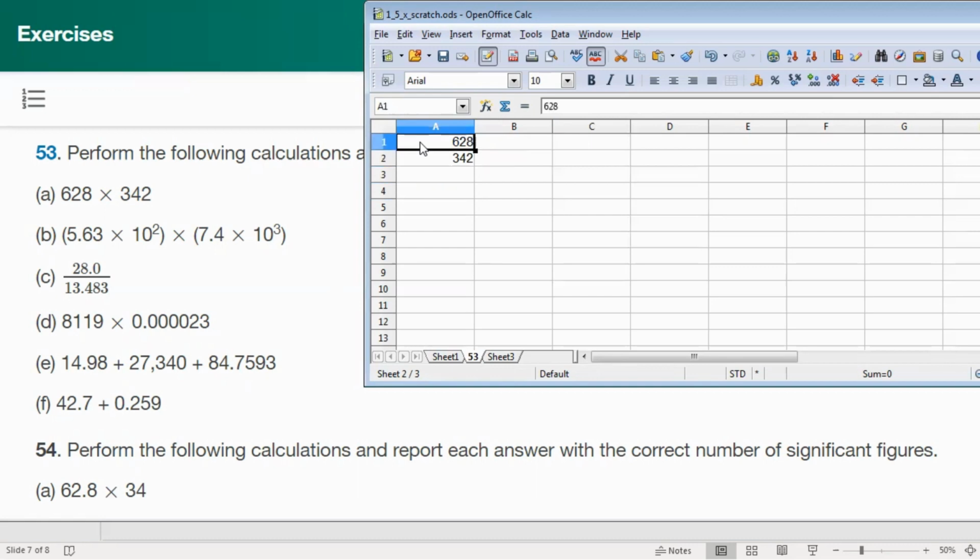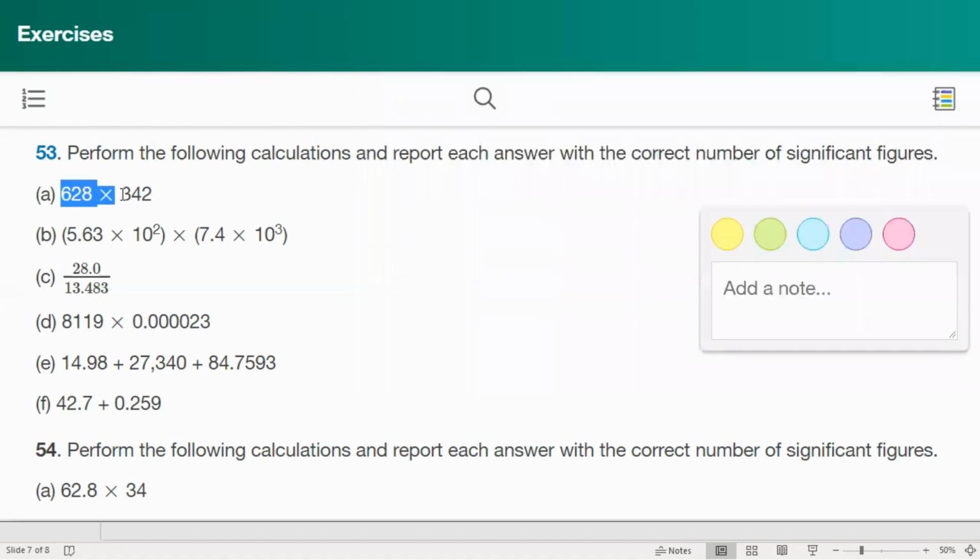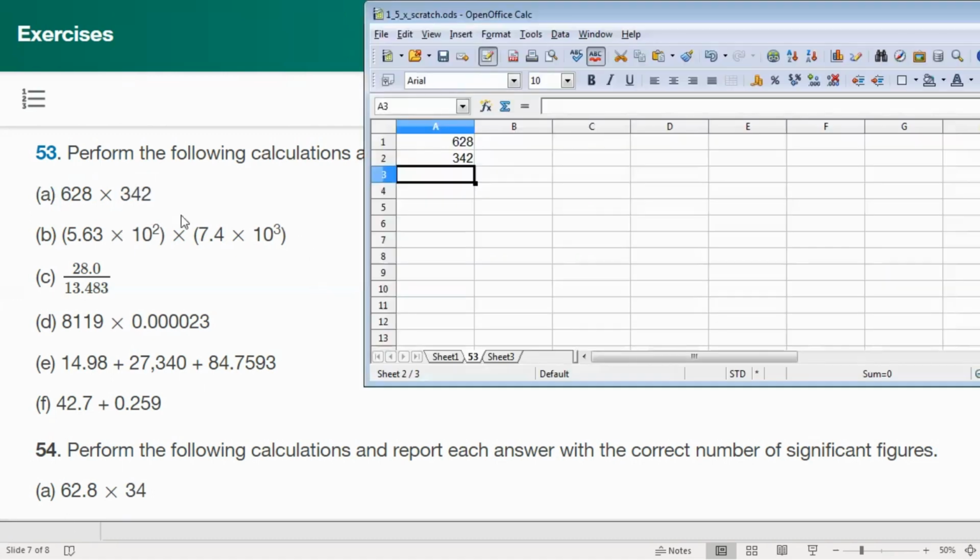So we call the inputs 628 and 342 factors. So this is a factor. This is a factor. And when we multiply them, the result, the proper term is to call it a product. So hopefully you could see how I did this in this spreadsheet. Let me just do that again.